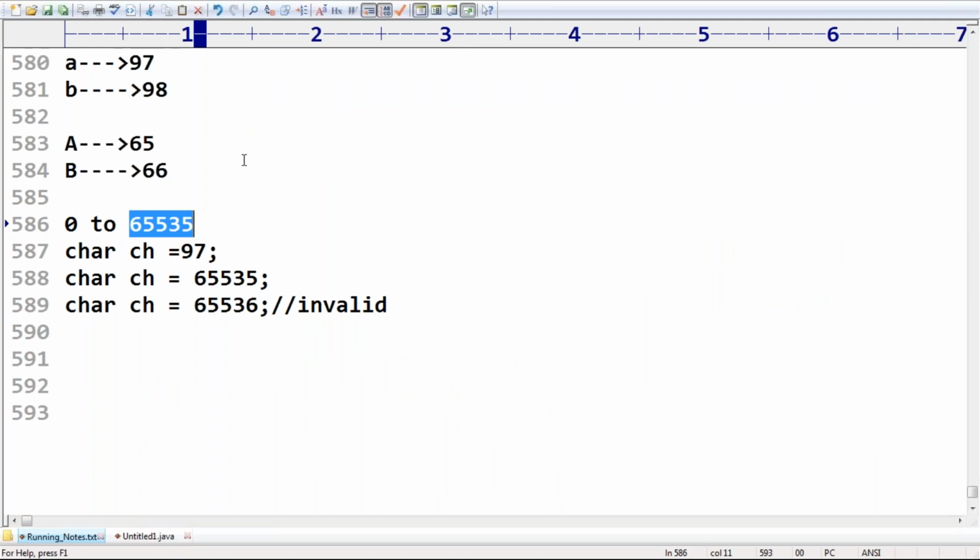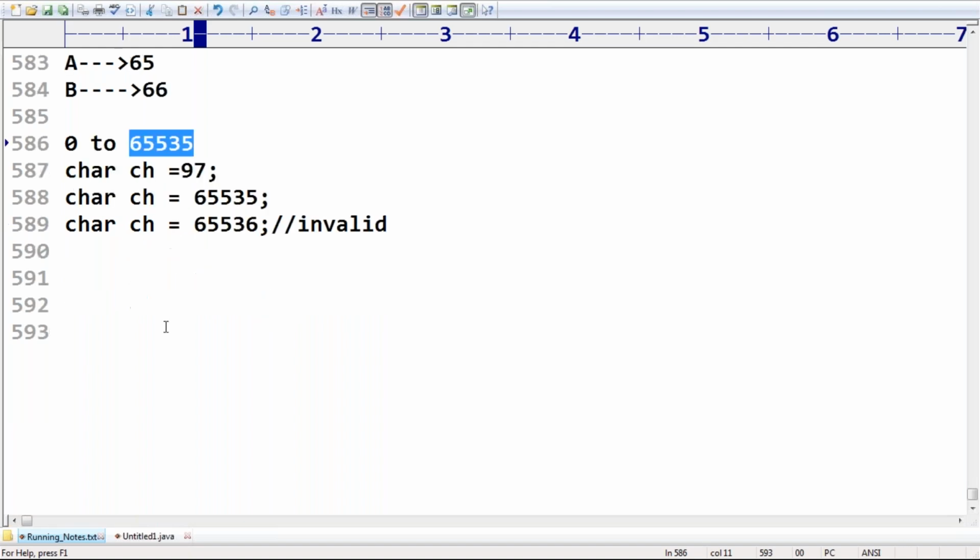Swarup, getting the point? Any language character you can represent because it is Unicode based. Telugu, Bengali, Hindi, any language character you can represent. That is the beauty of Java. Getting?